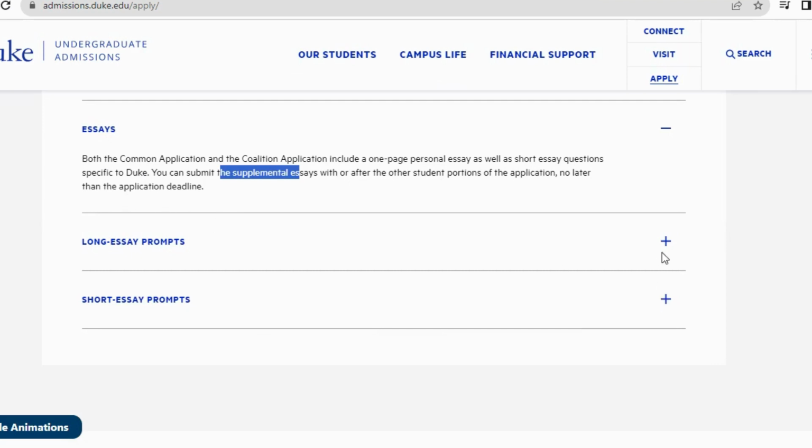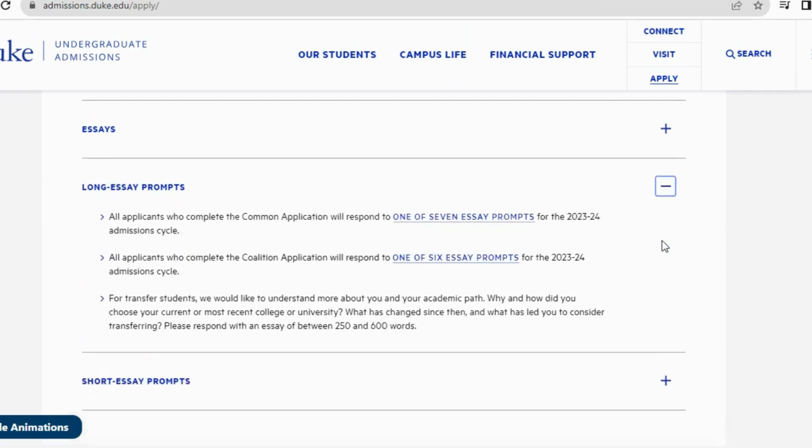application deadline. For long essay prompts here, you have all applicants who complete the common application will respond to one of 7 essay prompts. For the 2023-2024 admission cycle, all applicants who complete the coalition application will respond to these as well.